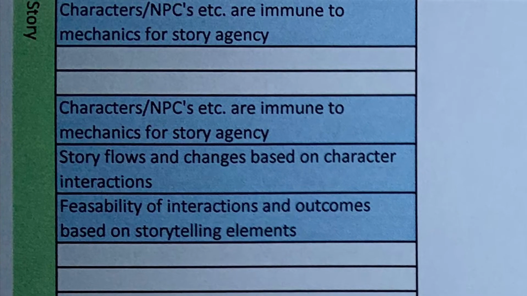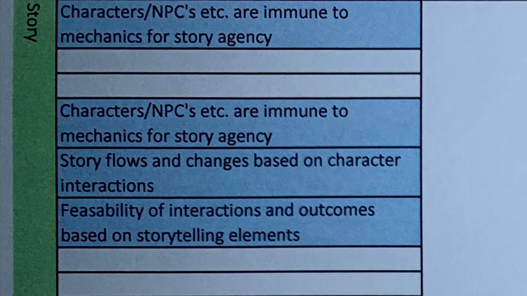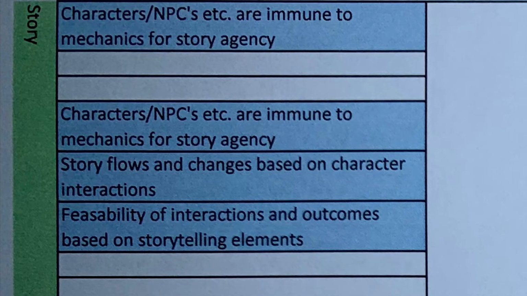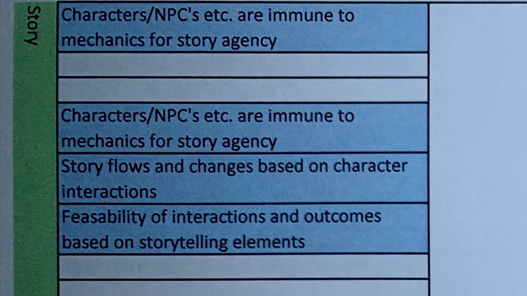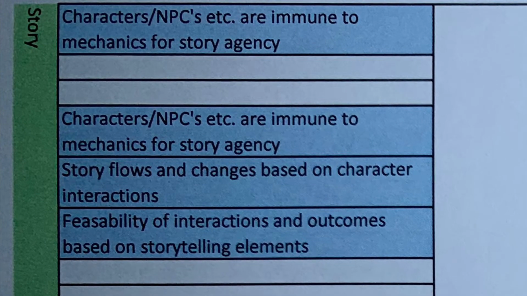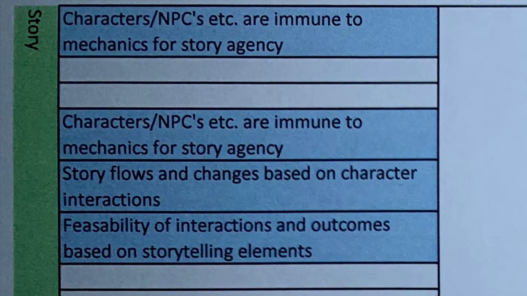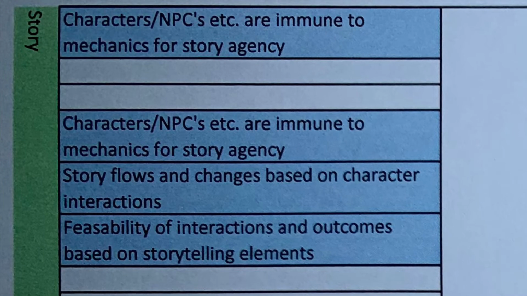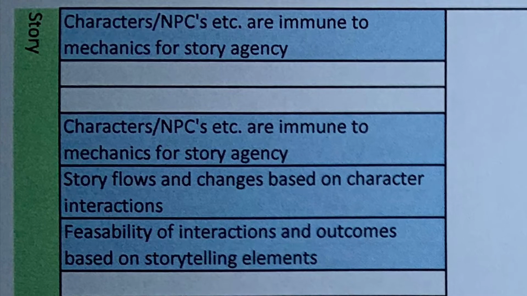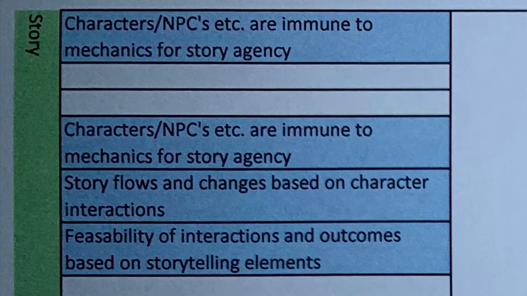And then at the very pinnacle, characters and NPCs are immune to mechanics for story agency. So this example would be a third level party going up against an ancient red dragon, having some type of a third party swing in and drive off the dragon or something along those lines. The characters, the NPCs, the game world is basically immune to the roll of the dice because the story has to continue. It has to move on. So the story is more important than the actual mechanics.